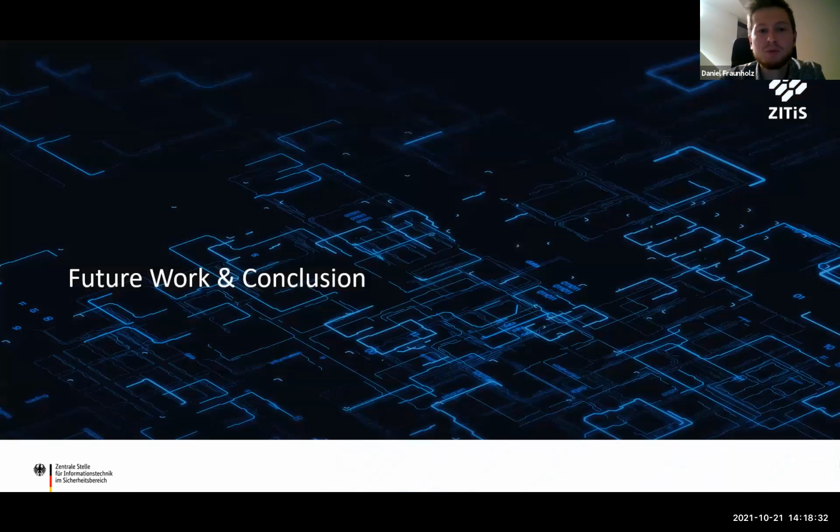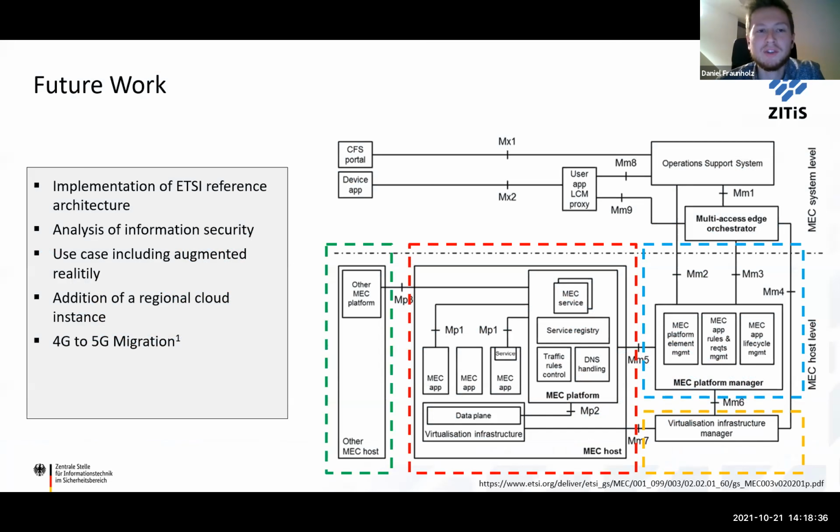So these were our 2 experiments we performed. What we want to do in the future is we want to implement the other parts of the ETSI reference architecture, and we want to perform analysis of the information security in this case. As said, interesting for us is what security properties can be provided within this architecture, and also if this migration procedure is used. And we also want to include augmented reality in our use case.